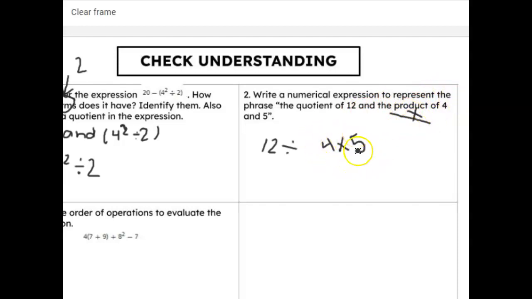Now, to be able to multiply 4 and 5 together, I have to put parentheses around it. If I didn't put parentheses around it, I'd be doing 12 divided by 4 first, and that's not what we want. We want to do 4 times 5 because we're doing the product. We want to know the answer to the multiplication problem before we divide.